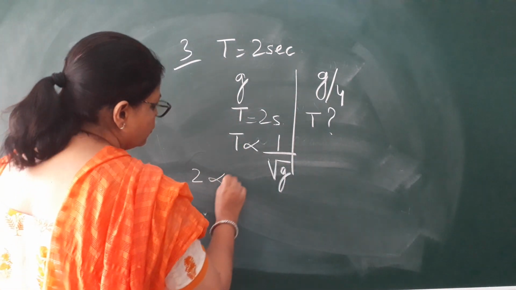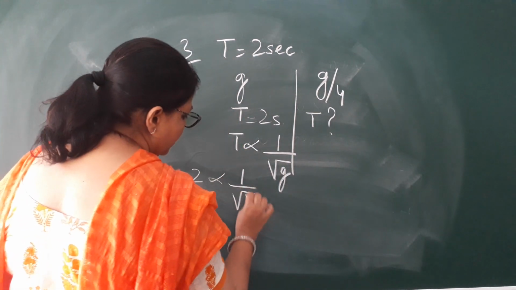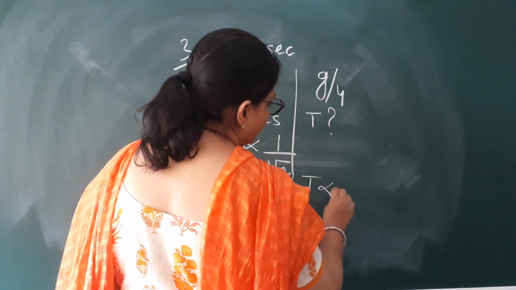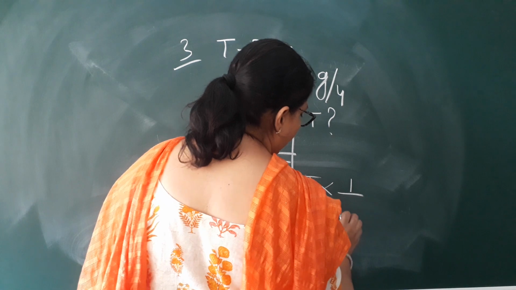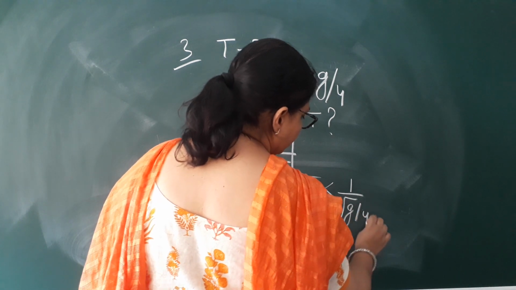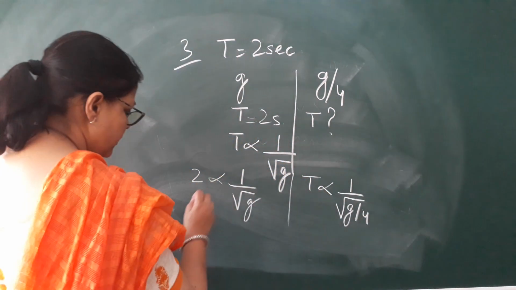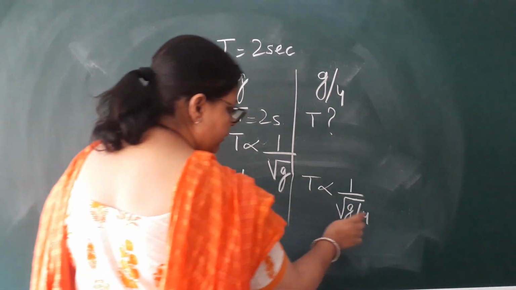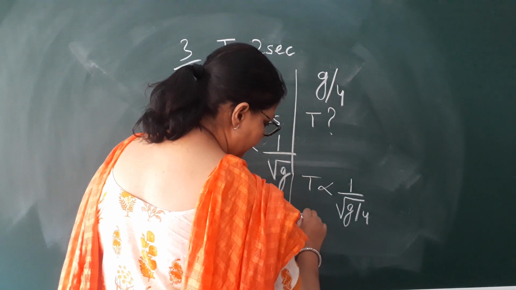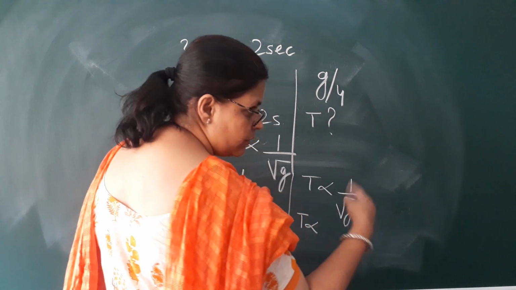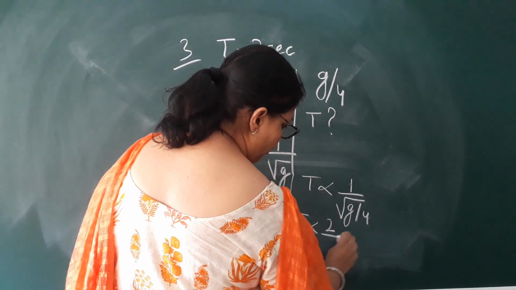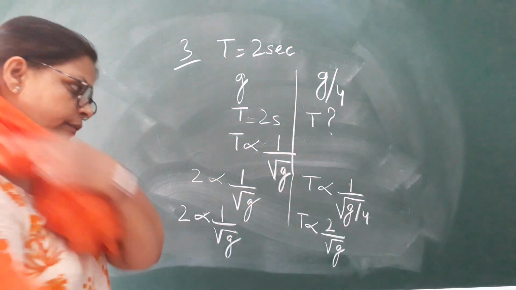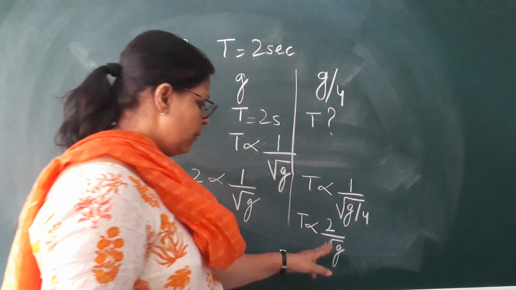Here, T is proportional to 1 over under root g, and on this side T is proportional to 1 over under root g by 4. Okay. Now, what is this? This will be T is proportional to 1 over under root g, the same way. But here we take the 4 up, and we take it out from the square root sign. So it will be 2 upon under root g. Why? Because see, under root of 4 is 2. So, shift this up. So, it becomes 2 upon under root g.